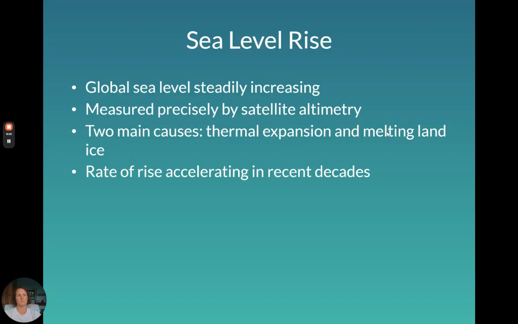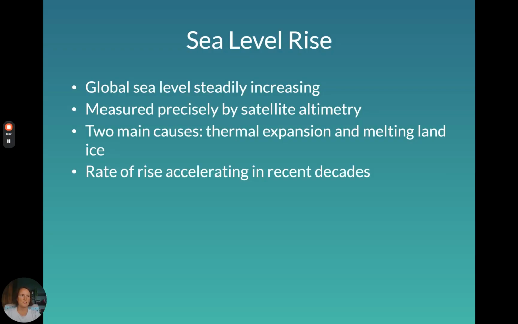Sea level rise. The global sea level is steadily increasing, measured by satellite altimetry. There are two main causes: thermal expansion. As water gets warmer, it gets bigger, which might not sound like a lot. If you're looking at a glass of water, you don't notice that it's bigger. The water itself is bigger in the glass when it's warm than when it's cool. But when you look at as much water as is in the ocean, that makes a much bigger difference. And the second cause is melting ice. Sea ice, ice sheets, glaciers, icebergs, things like that melting is also causing the rise in sea level.